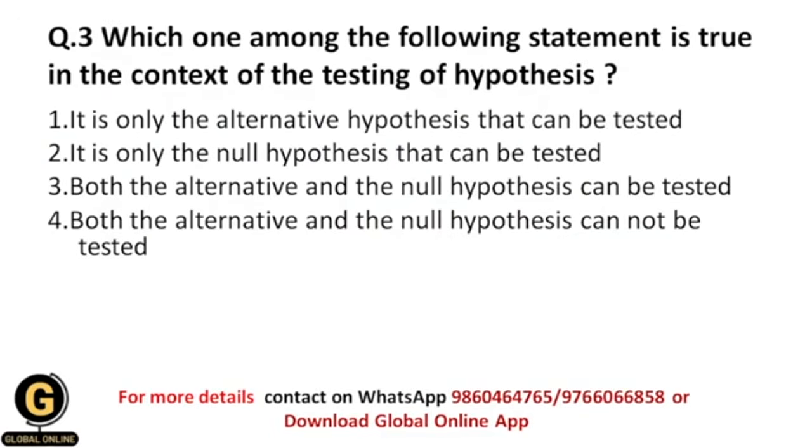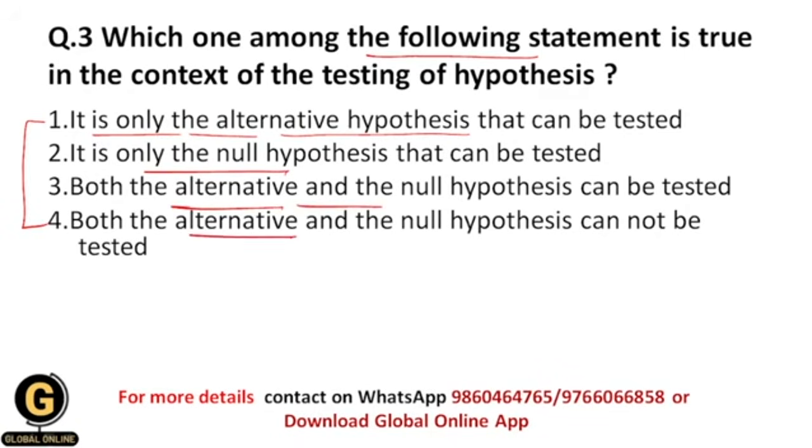Next, which one among the following statements is true in the context of the testing of hypothesis? Here they have given us different statements regarding the testing of hypothesis, and we need to find out the true statement which is relevant to the testing of hypothesis concept. The first statement is, it is only the alternative hypothesis that can be tested. It is only the null hypothesis that can be tested. Both the alternative and the null hypothesis can be tested. Both the alternative and null hypothesis cannot be tested.